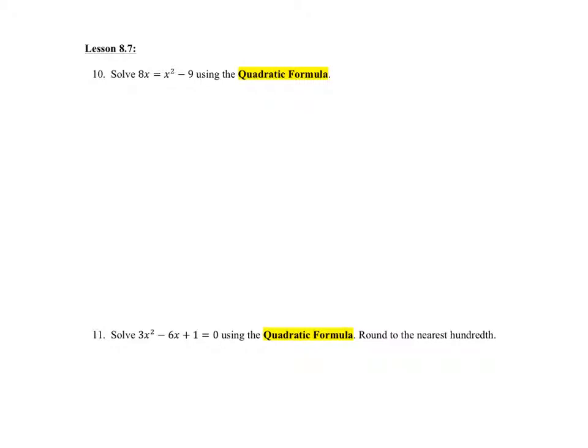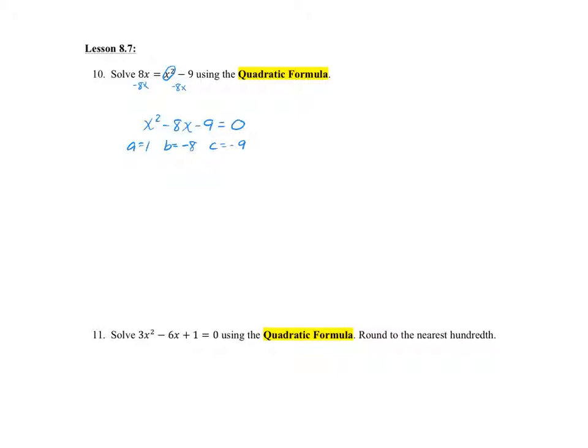So in order to solve a quadratic equation using the quadratic formula, we need everything equal to 0. So I like to keep the x squared positive, so I would move this 8x. And I would put it right in the middle to keep everything in standard form. So x squared minus 8x minus 9 equals 0. And now my a is 1, my b is -8, and my c is -9.